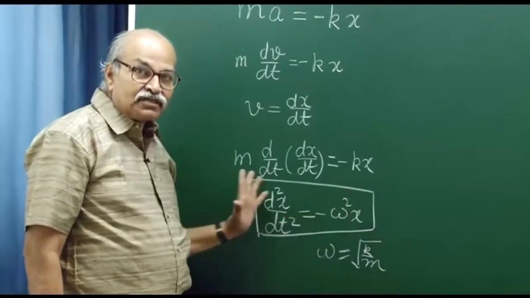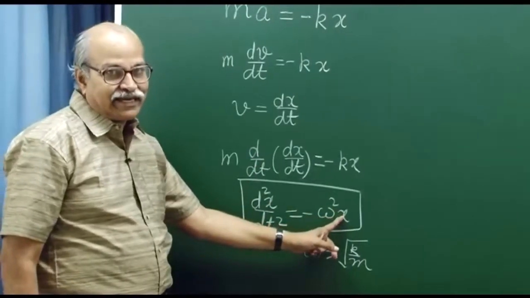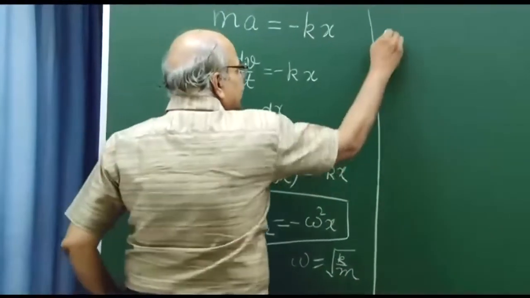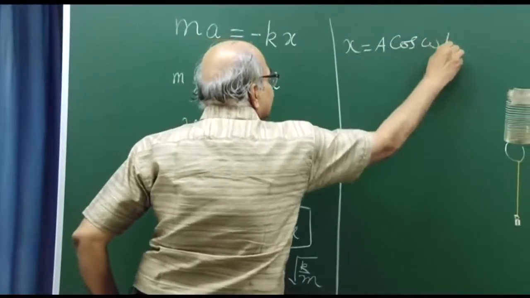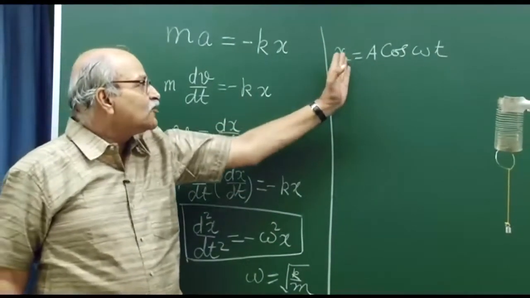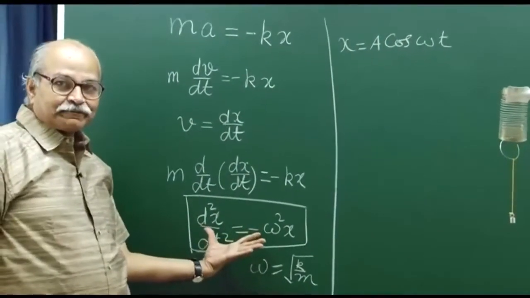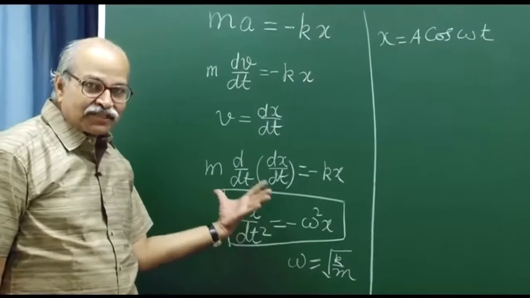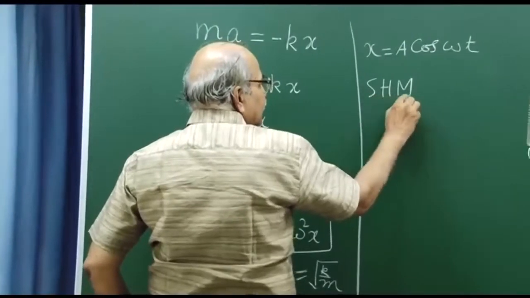If a system follows this kind of equation, then this x will oscillate in time, and you can write this x as some constant times cosine of omega t, or omega t plus phi, or sine omega t. This kind of dependence of position on time will result if you have this basic equation. And if that is the case, this is known as simple harmonic motion, SHM.